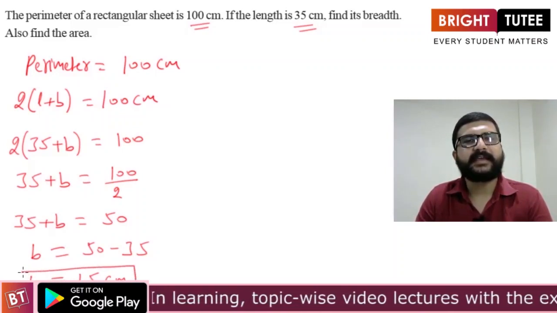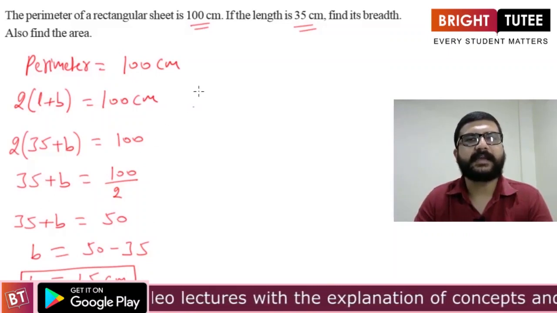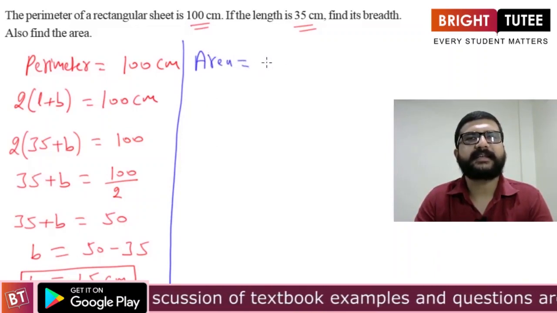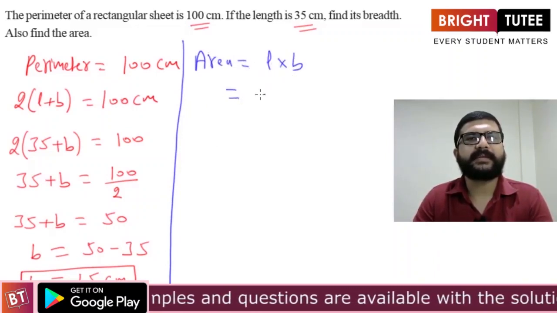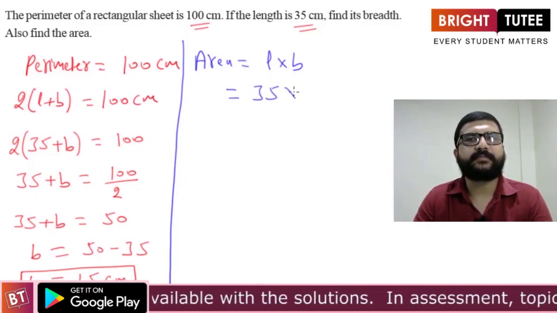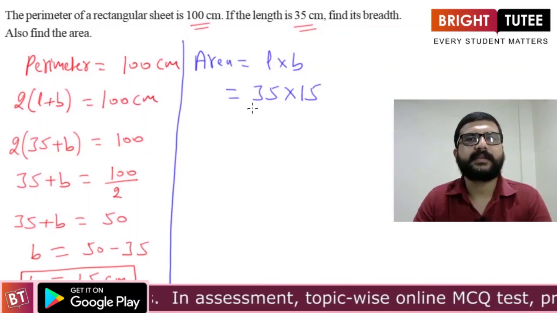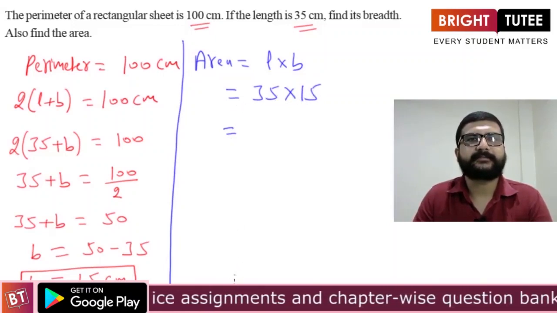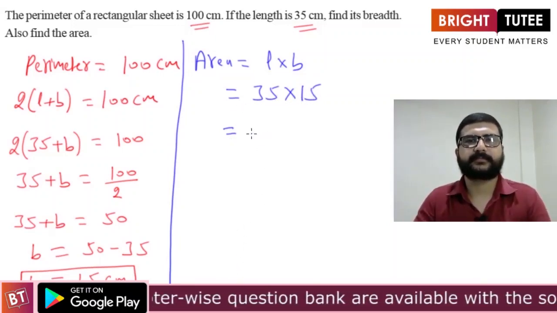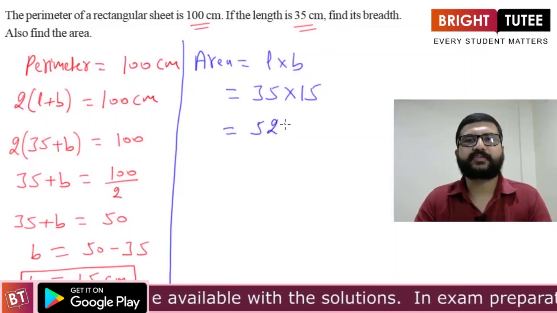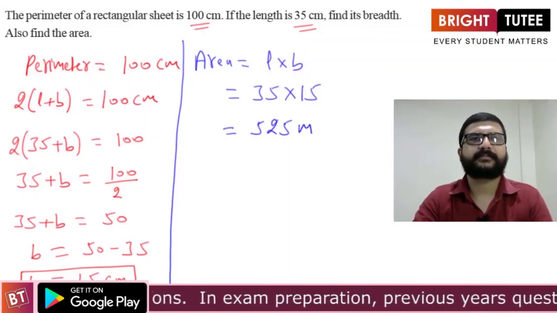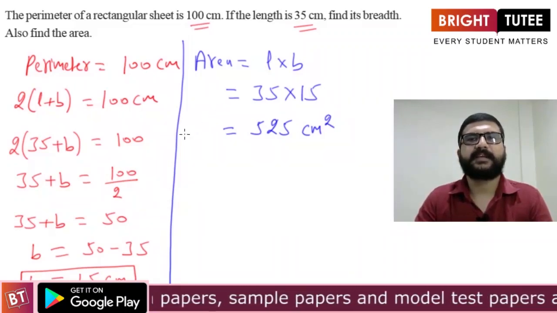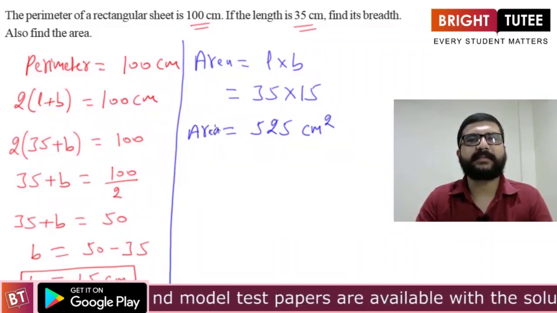Now we have to find area of the rectangular sheet. So as we know, area is equal to length into breadth. So this is L into B. So therefore this will be equal to L is 35 into B, which is 15. Now by simplifying this, by multiplying 35 into 15, we will get 525 square centimeters.